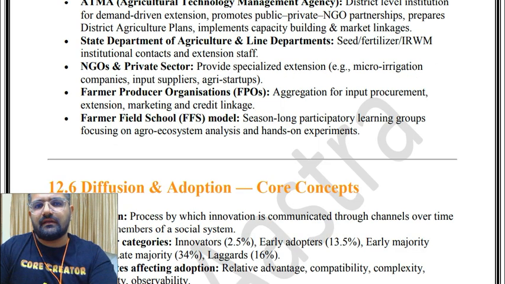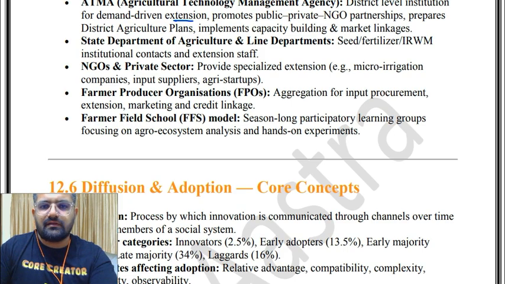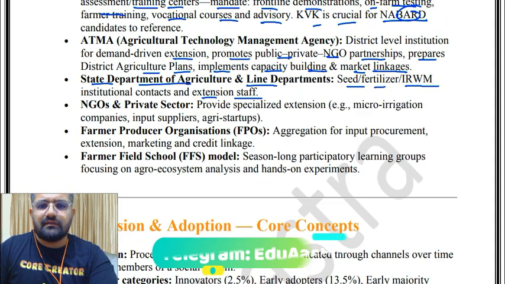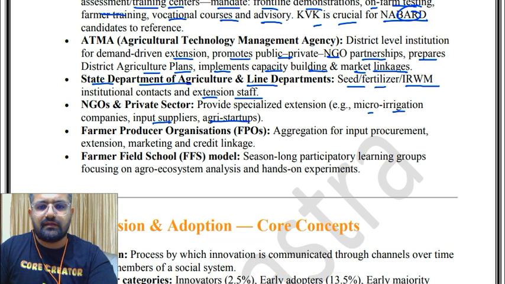Then ATMA, that is Agriculture Technology Management Agency, district level institution for demand driven extension, promotes public private NGO partnerships, prepare district agricultural plans, implements capacity building and market linkages. State Department of Agriculture and line departments, that is seed, fertilizers, IRWM, institutional contact and extension staff. Then NGOs and private sector provide specialized extension, example micro irrigation companies, input supplier, agri startups. Then FPOs, that is farmer producer organizations, aggregation for input procurement, extension, marketing and credit linkage.